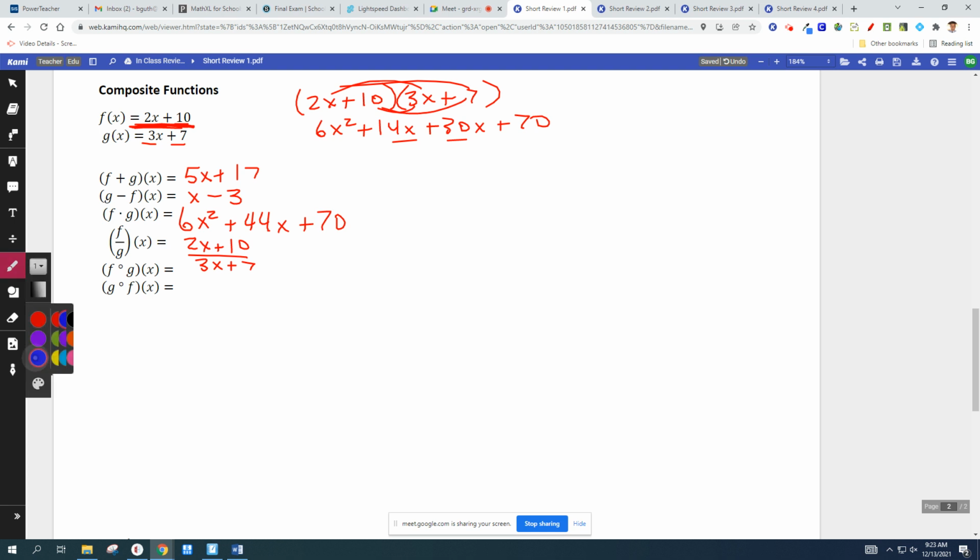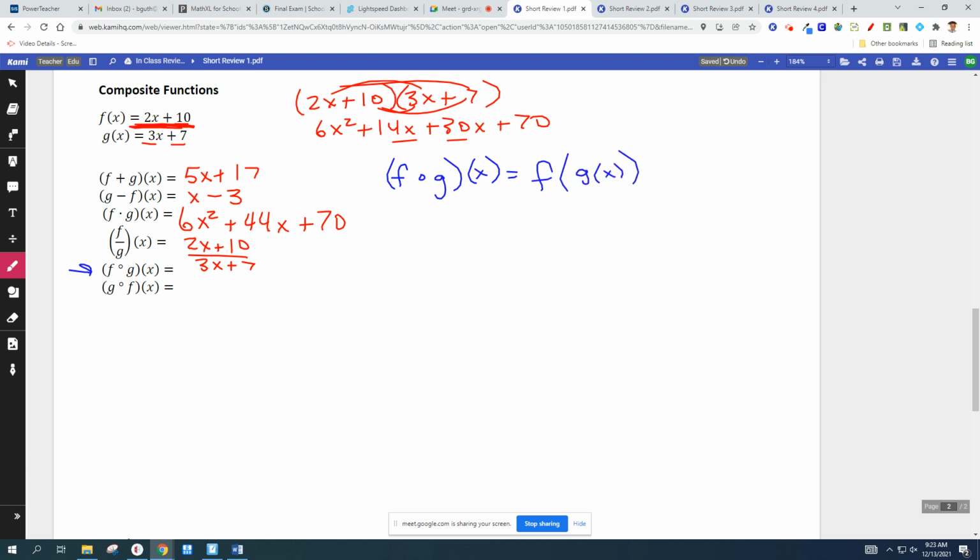Now, I know some students have a hard time with this composition. This is not the same thing as multiplication. What this says is we're going to plug a function into a function, f of g of x. So when I see this symbol, I prefer to think of it as this, f of g of x. I'm going to take x and put it into g. Well, I already know what that looks like. It looks like 3x plus 7.